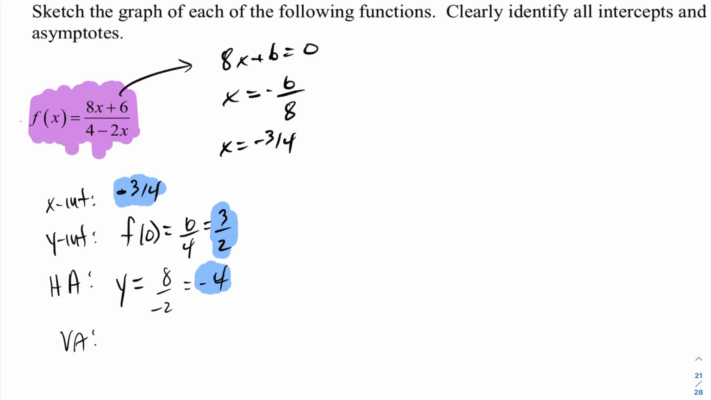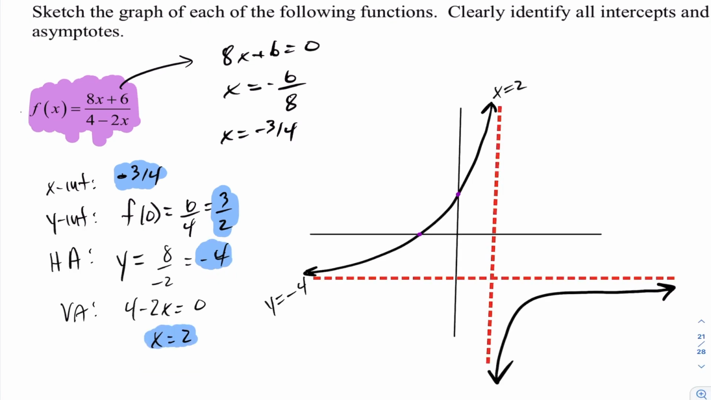Vertical asymptotes exist when the bottom is 0. The bottom is 0 when 4 - 2x = 0, or in other words, x is equal to 2. Now that we have all the characteristics of our rational function, let's go ahead and graph. All right, here is the graph of f(x).